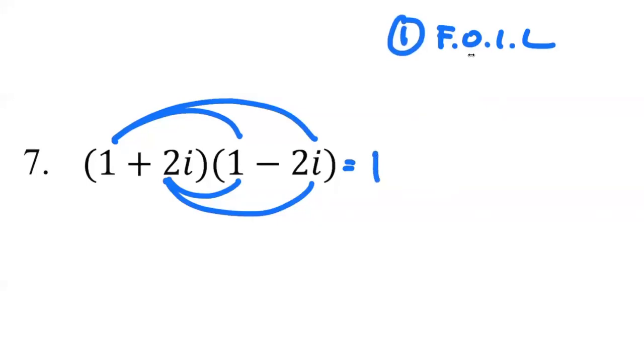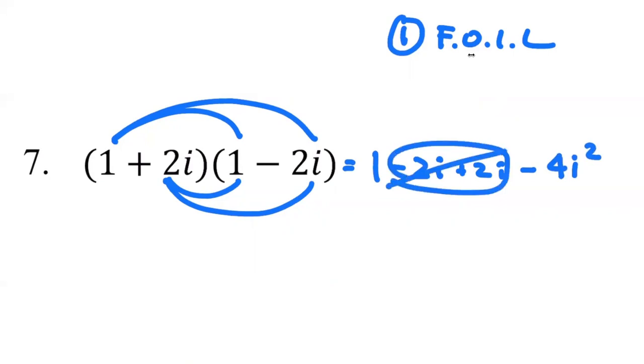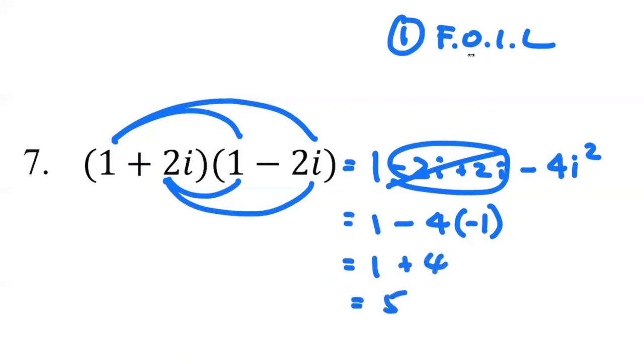So first would be 1 times 1, which is 1. The outside would be minus 2i. The inside would be plus 2i. And then the last would be minus 4i squared. Minus 2i plus 2i cancel each other out. So we have 1 minus 4, and there's an i squared, and we know i squared is equal to negative 1. So that means we have 1 minus negative 4, which is 1 plus 4. Sorry, the 5 came out too early. So 1 plus 4 is 5. Okay, so that's the average person approach.